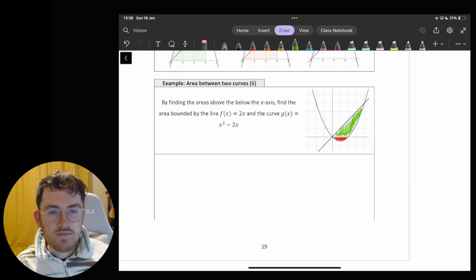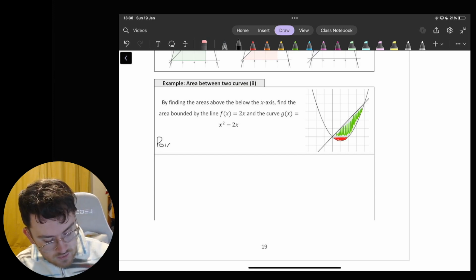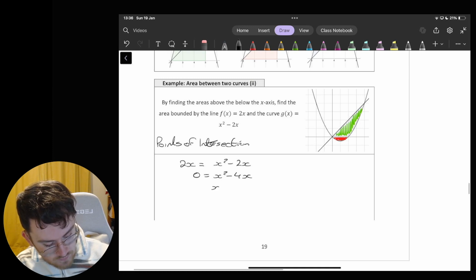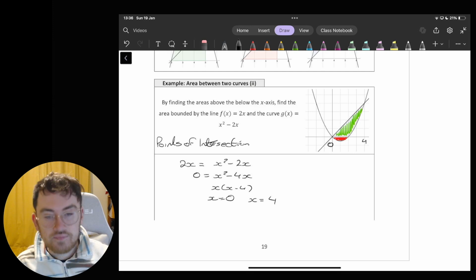Okay, now there's kind of some added things to consider here really. So first of all, I'm going to look for the points of intersection. Okay, so that's going to be the first thing I want to find. So that's setting the two functions equal to each other. X squared minus 4x. So x equals 0, x equals 4. So this is 0, this is 4. Okay, so that's kind of the main region that I'm looking for here.